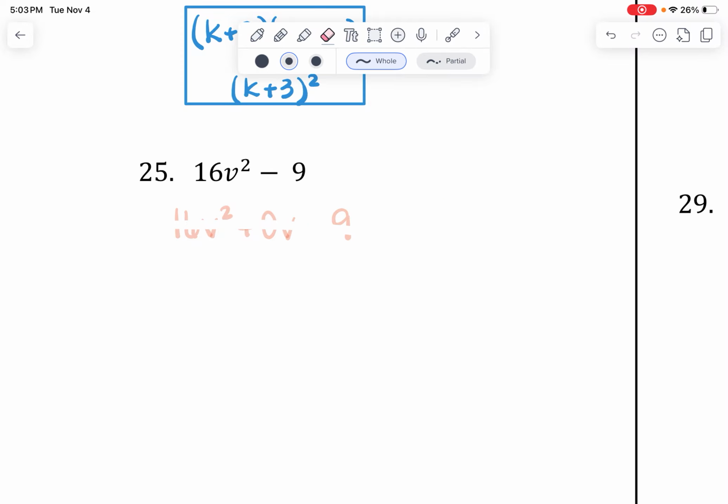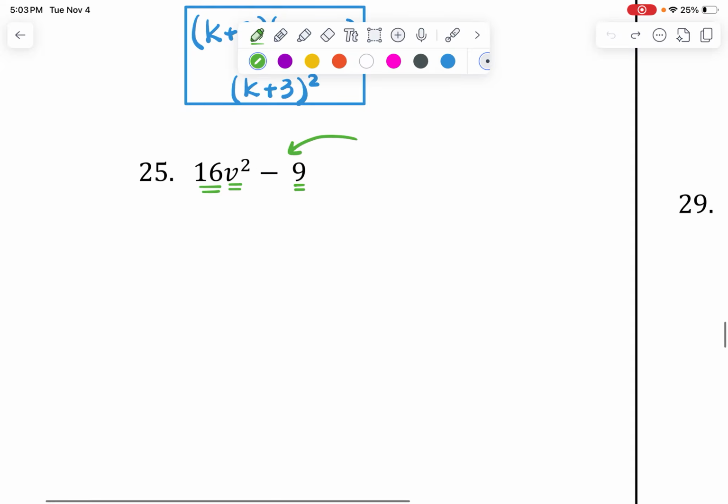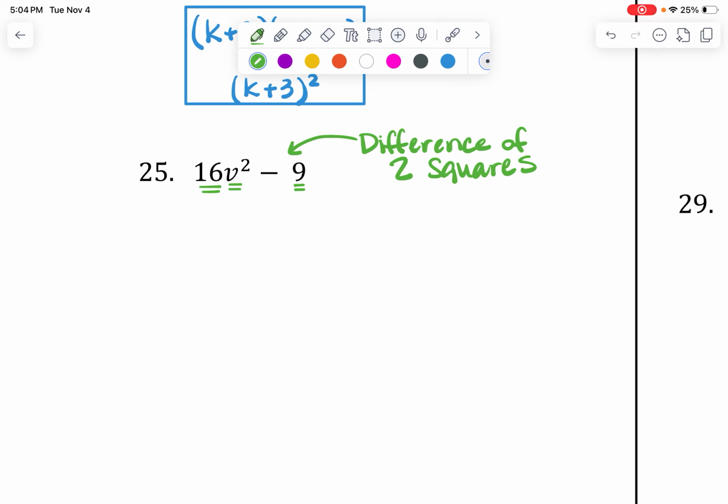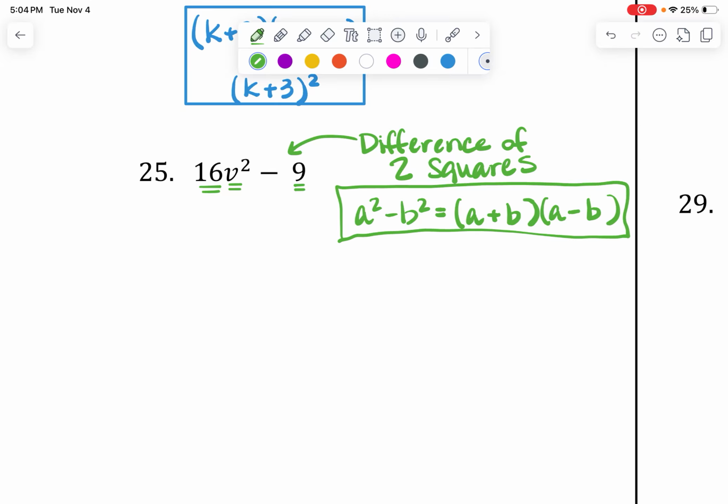I'm not going to, however. I want to refresh your memory that this is a very special binomial, right? And I know it's special because 16 is a perfect square, V squared is a perfect square, 9 is a perfect square, and it's a subtraction problem. So this is what we call a difference of two squares. We talked about this in class. It has a special formula. It is on your formula chart, which says if you notice something is a difference of two squares, you should just be able to hop directly to the answer without having to do any of that work.